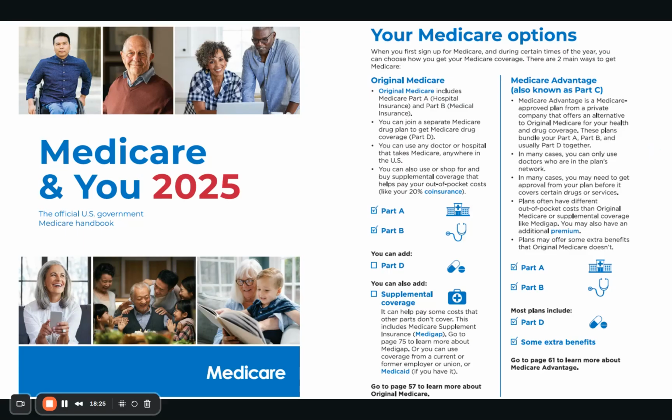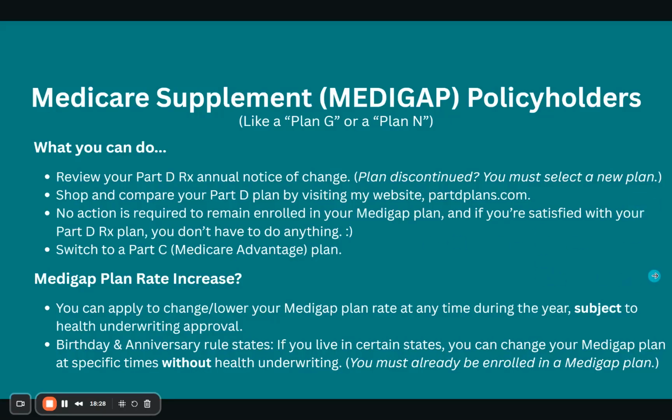All right. So if we go to the next one here, let's talk about it. If you've got a Medicare supplement, Medigap plan, like a Plan G or Plan N, here's what you can do during this time of the year. You should definitely review your Part D RX annual notice of change for your prescription drug plan. You're not going to get one of these annual notices of change on a Medigap plan because the benefits don't change each year. So if you're getting an annual notice of change and you have a Medigap plan, it's going to be for your prescription drug coverage. And so you want to review that. Now, if that notice says that your plan is being discontinued, you must select a new plan.